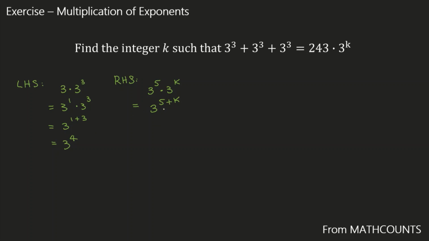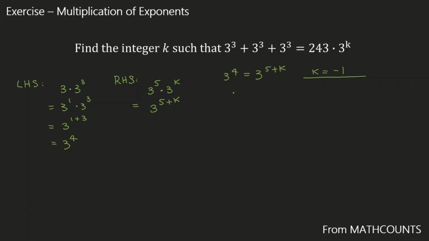Now, if we combine these two together, our left-hand side is equal to right-hand side. We have 3 to the 4th is equal to 3 to the 5 plus k. Now, in order to make these two the same, now we have the same base, we have to make the exponents the same. So that would make k negative 1, so that 5 minus 1 is 4. So that will make these two numbers the same. So k is equal to minus 1.